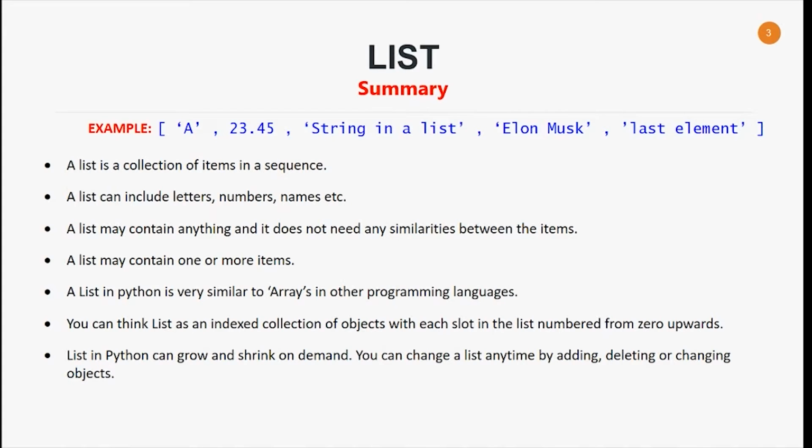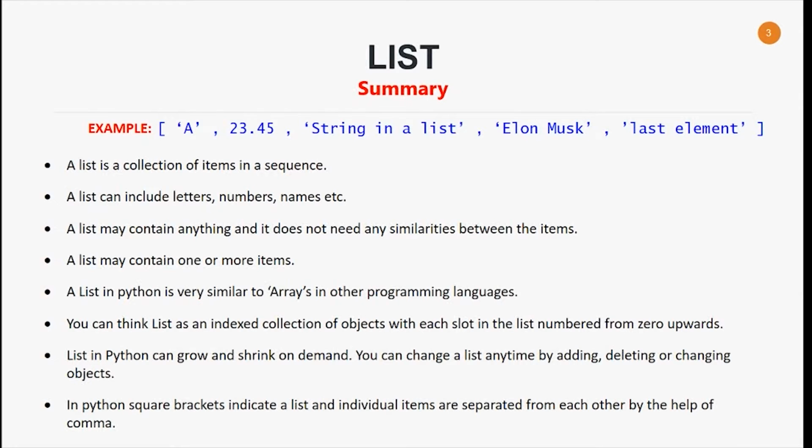Lists in Python can grow and shrink on demand. You can change a list anytime by adding, deleting, or changing objects. For example, you started your program with including 5 elements inside a list, and somewhere in your program you wish to increase or decrease the number of elements inside the list. So Python allows you to do it very easily. We'll be letting you know how you can do that in other chapters.